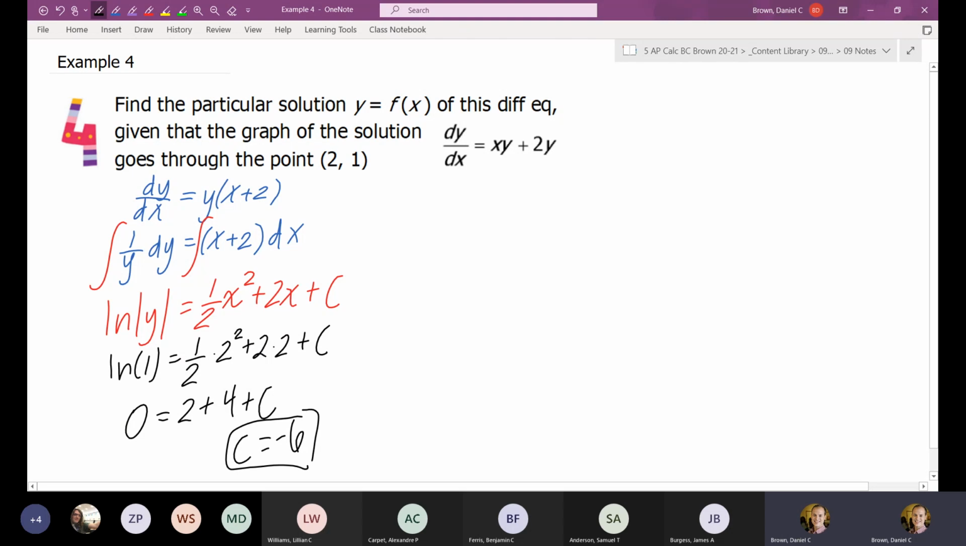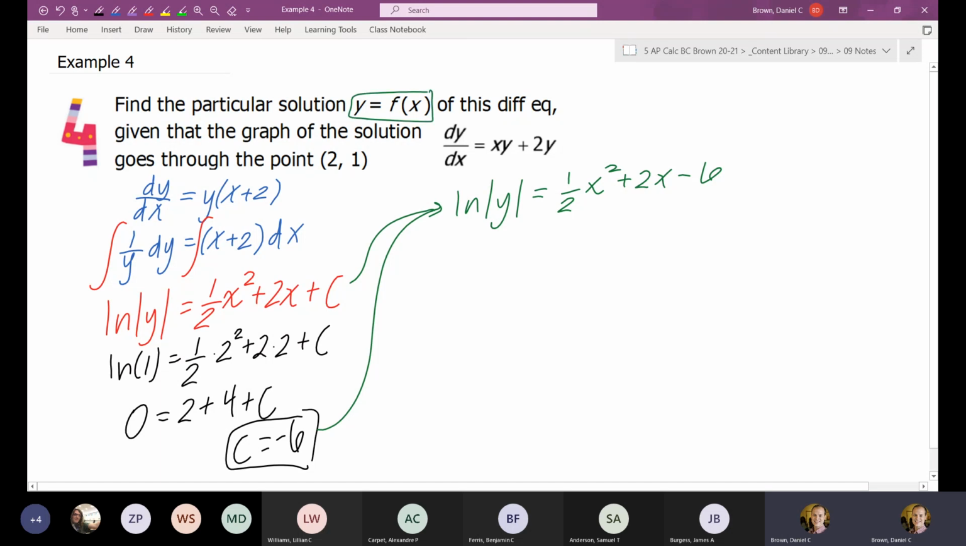Again, if you had solved for y first and changed your c to a k, you might have a different constant, but just make sure you plug it in at the right time. So then rewriting my equation, plugging in that constant, the natural log of the absolute value of y is equal to 1/2 of x squared plus 2x minus 6. If this problem did not have the y equals f of x in it, then that would be your final answer. That would be a particular solution of the equation.